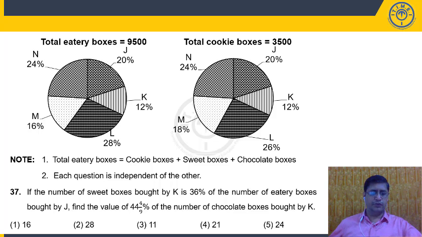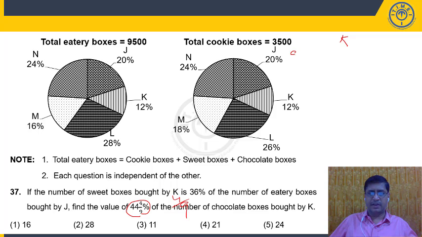If the number of sweet boxes bought by K is 36% of the eatery boxes bought by J, find the value of 44 4/9% of the chocolate boxes bought by K. 44 4/9% means it is a 4/9 value, the equivalent fractional value. So K is asked here. How many sweet boxes are bought by K? 36% of the eatery boxes bought by J.